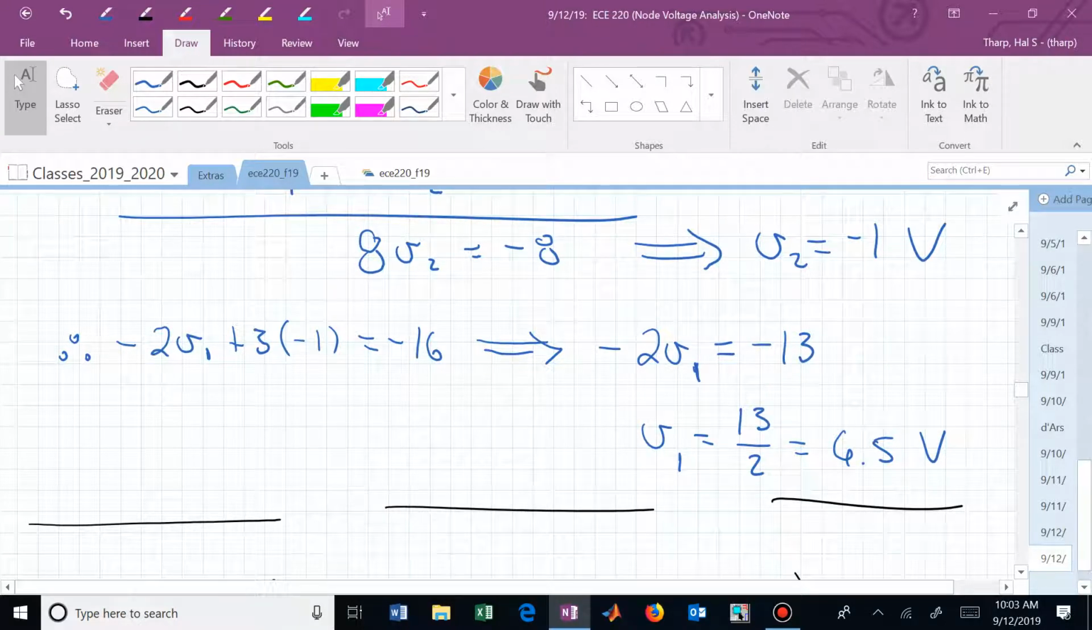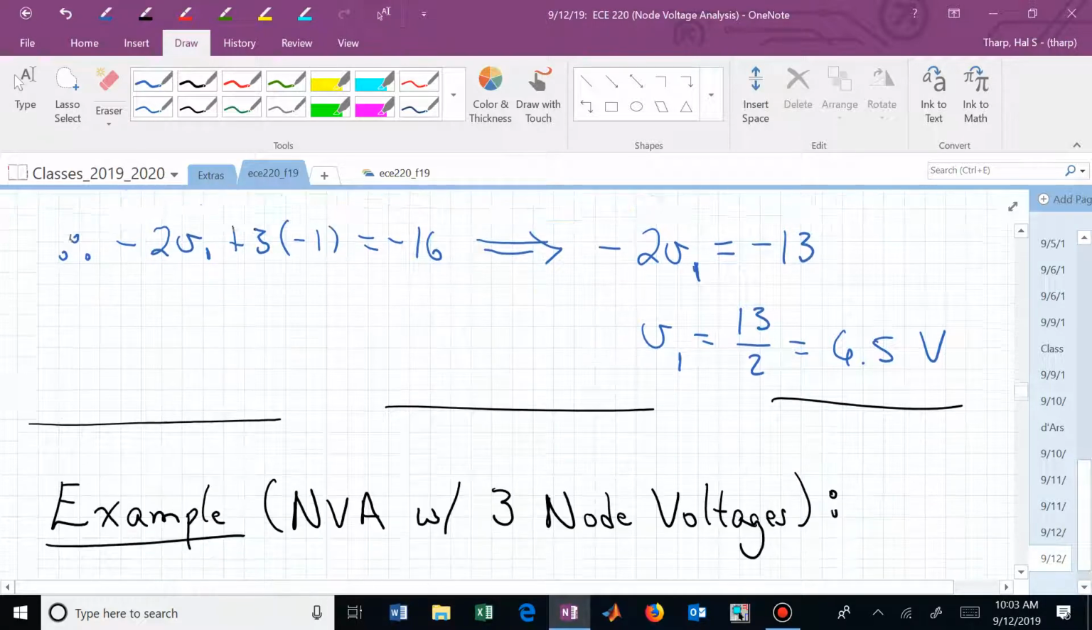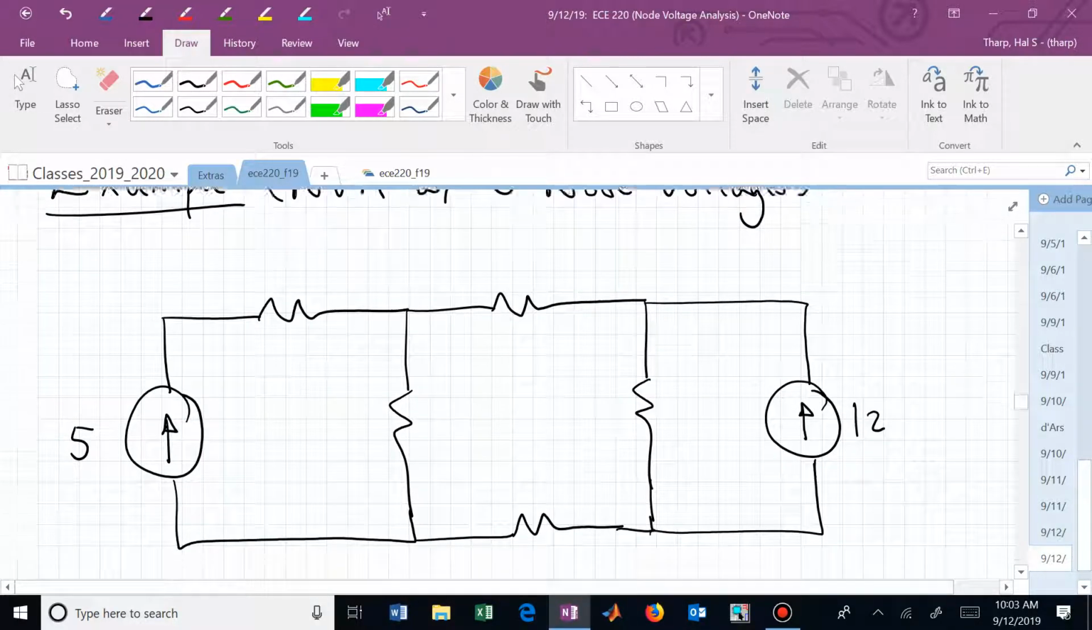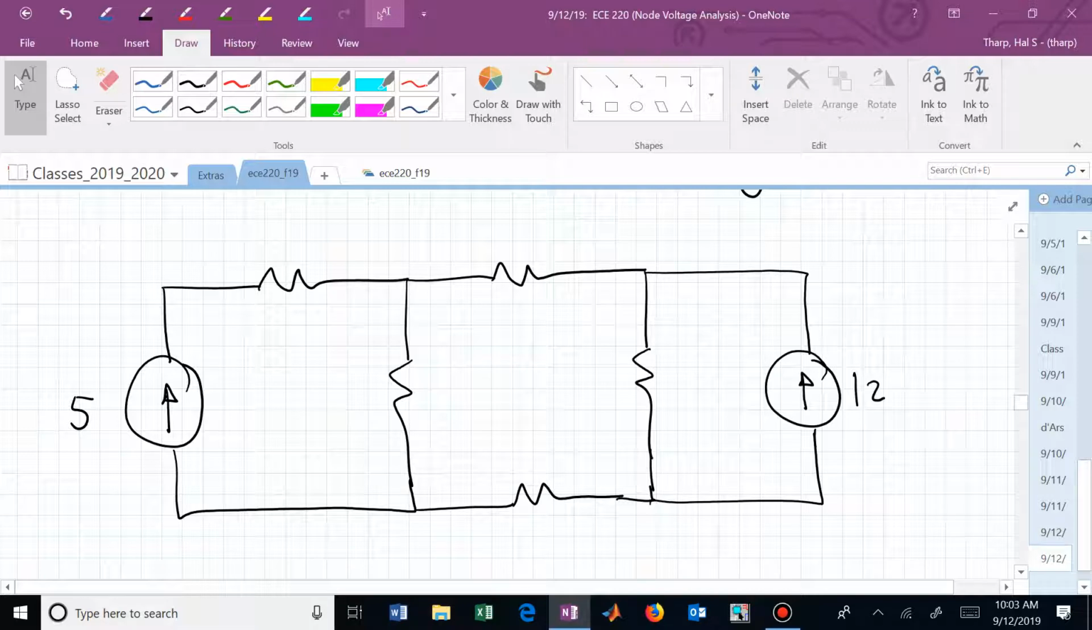That's example 1. Clear on that for node voltage analysis? Let's try another one. And I'm going to scroll quickly so you don't see the answer. But let me label this. This is now a 10 ohm, a 1 ohm, a 2 ohm, a 3 ohm, a 4 ohm. And you know the drill.